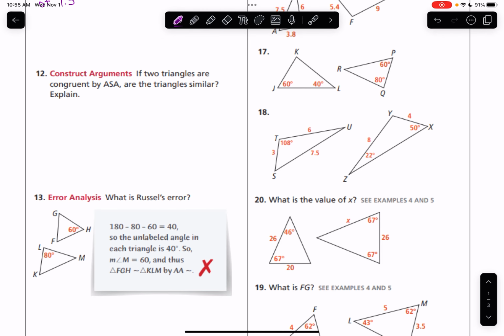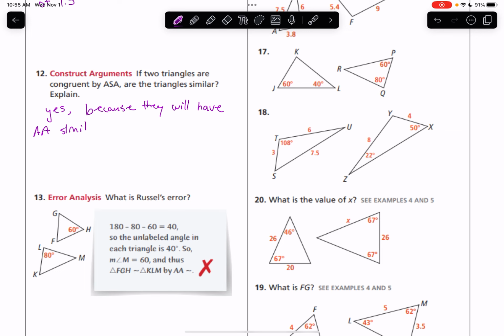Number 12, if two triangles are congruent by angle, side, angle, are the triangles similar? Yes, they are, because if they're congruent by angle, side, angle, then they will at least have angle similarity. So yes, because they will have angle similarity.